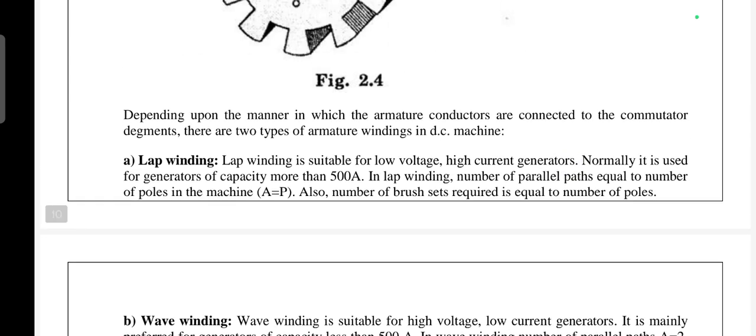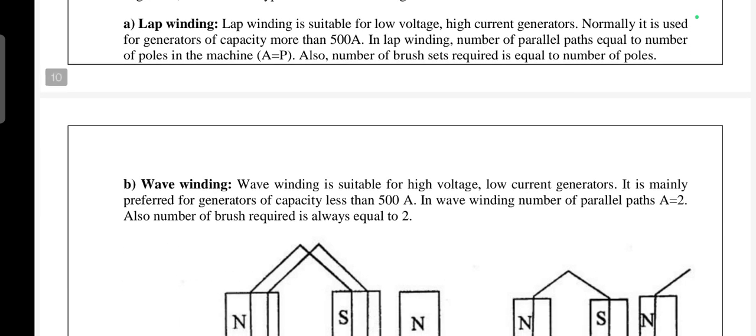Lap winding is suitable for low voltage, high current generators, and wave winding is suitable for high voltage, low current generators. Generally, lap winding is used for generators where the capacity is more than or equal to 500 amps, and in lap winding the number of parallel paths is equal to the number of poles in the machine, where the number of parallel paths is represented as A and the number of poles in the machine is represented as P, which are equal to each other.